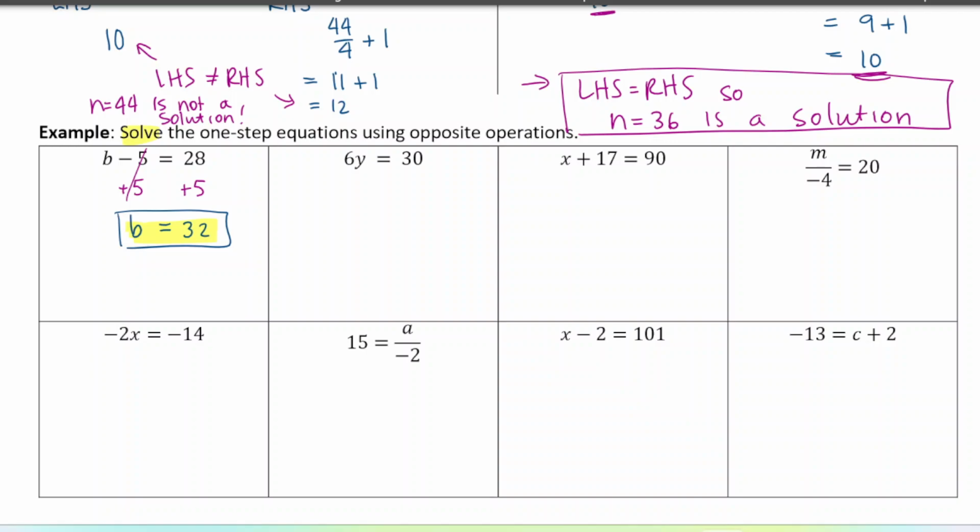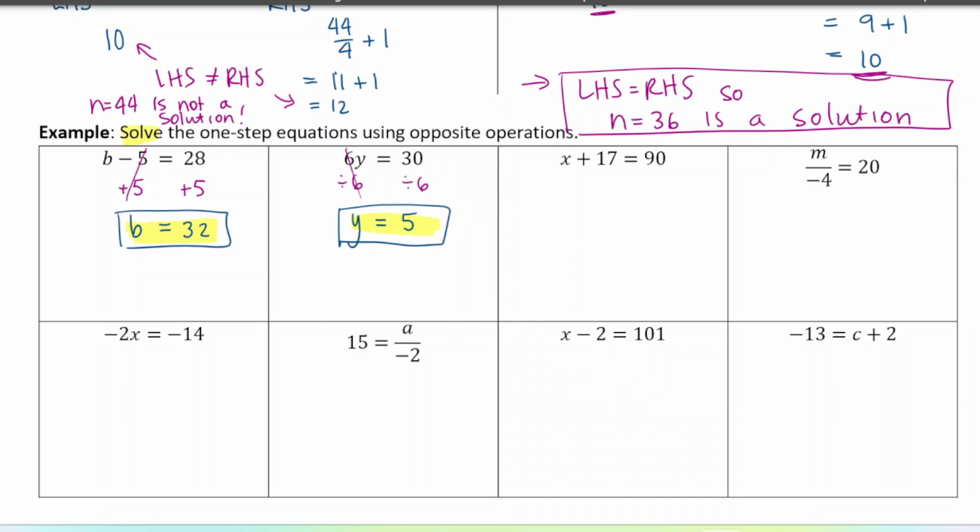Okay, next one. We have 6 times y equals 30. So my goal is to find out what y is. So we're going to do the opposite of what's happening to y. So right now, y is being multiplied by 6. So we're going to divide both sides of the equation by 6. Multiplying by 6 and then dividing by 6, they cancel out. We just have one y equals 30 divided by 6, which is 5.